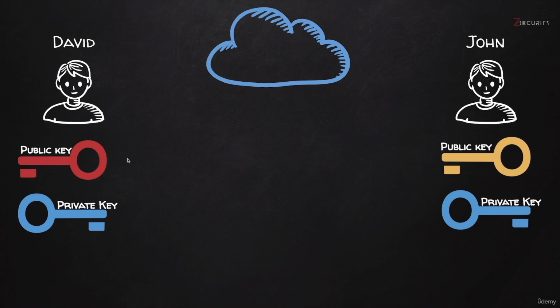Therefore, for this to work, for example, if David wanted to send a message to John, he would have had to get John's public key. Then, same goes for John. If John wanted to send something to David, he would have had to get David's public key. And to exchange the keys, in the previous lectures, we used email to send the keys from one person to another.